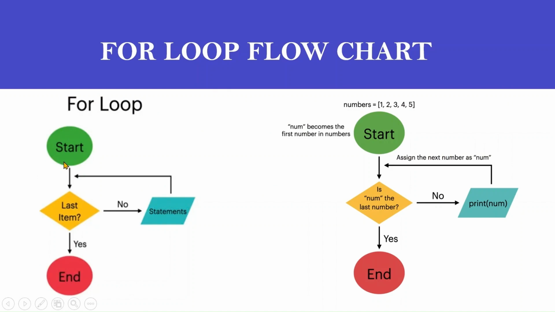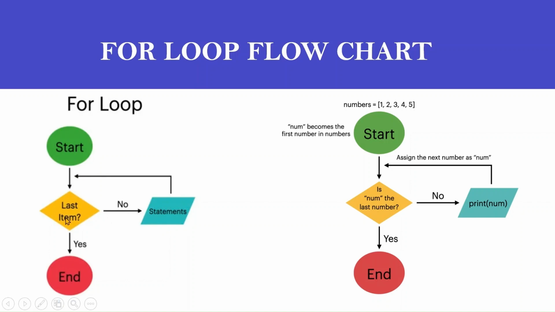Here we have a start. That means we need to take the values from the sequence and put them into some variable. For every item retrieved, you need to cross-verify whether it is the last item or not. If it is the last item, then you need to end the process. If it is not the last item, that means no, so you need to evaluate the statements and go back and pick up the second element.